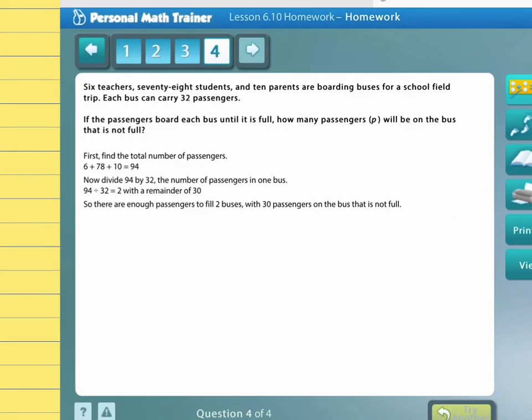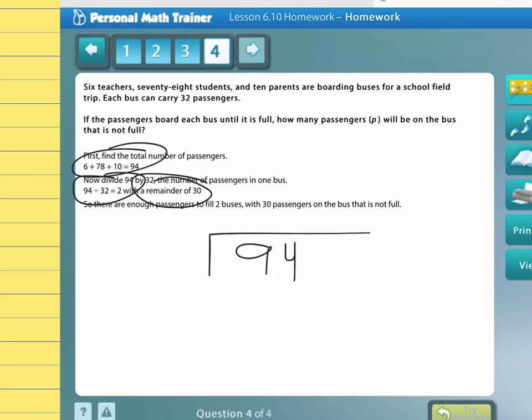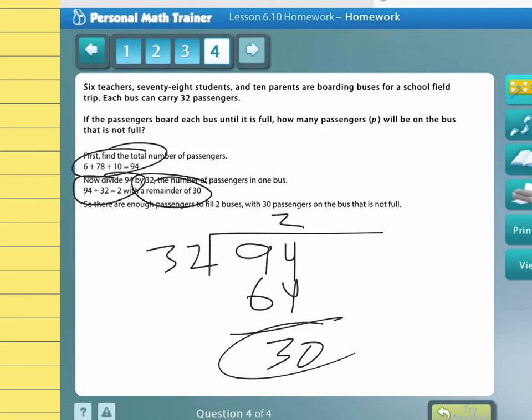Let's check Think Central. And there we go. They added up the total. They divided by 32. They took the remainder. So I did the model, but you can also do 94 divided by 32, and it's going to be 2 and 64 with 30 left over. So the remainder is our answer in this problem. 30 people will be on the bus that's not full.